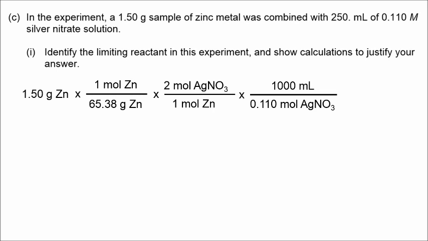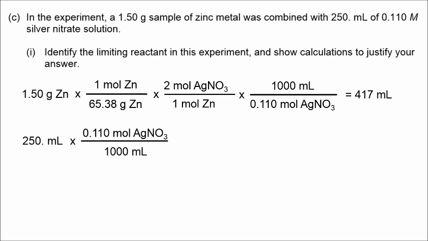If we do this calculation, it turns out that we need 417 milliliters of this silver nitrate solution, but we only have 250 milliliters available. So that's going to prove that silver nitrate is the limiting reactant. Another way you could have done this is to start with 250 milliliters of silver nitrate. First, convert that from volume to moles using molarity as a conversion factor.